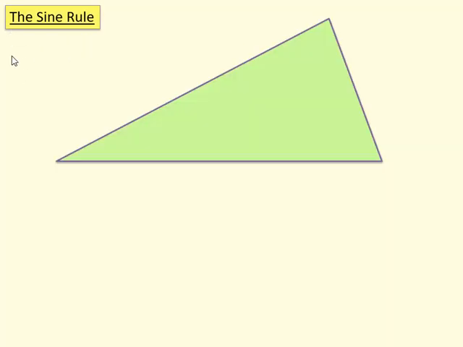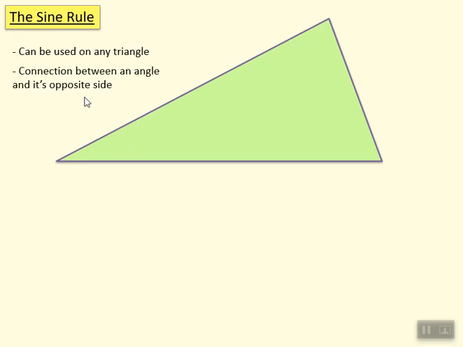Okay, the sine rule. First of all, it can be used on any triangle, but if it's a right angle triangle, stick to SOHCAHTOA because that's quicker. Now, the sine rule is a bit strange in how it works, and I'm going to demonstrate it in a moment. So let me explain what it is first of all. The sine rule is to do with the connection between an angle and its opposite side, and this is how it works.